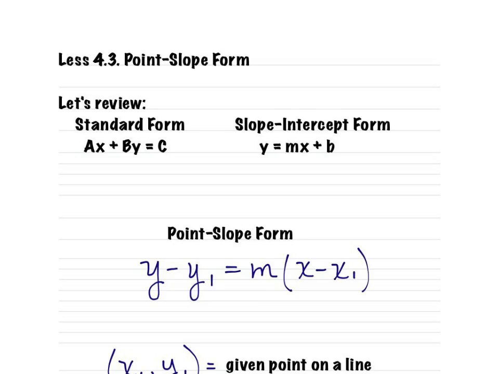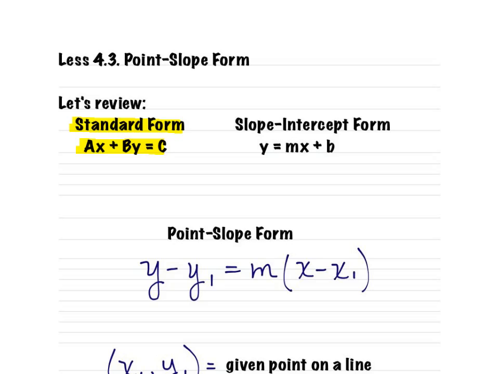So far, we have learned standard form of a linear equation. The standard form of a linear equation is ax plus by equals c. You'll recall the x and the y term are on one side of the equation and c, the constant, is on the other side. We also learned that a can never be negative and that a and b must be integers. So that was one form of a linear equation that we learned.